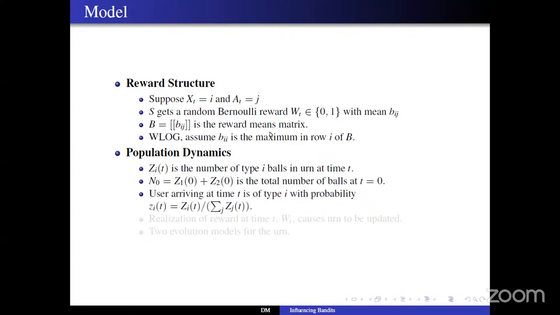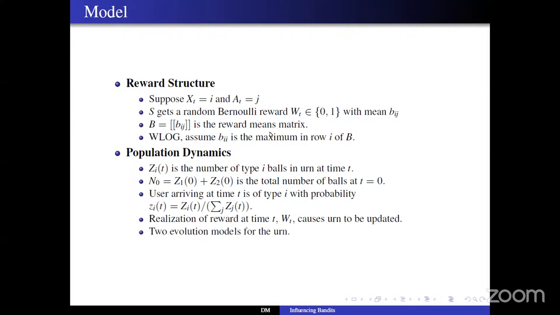Now, how do I track this? What I'm assuming is that the probability that the user that arrives at time t is of type i depends on the fraction of balls of type i in the urn: Z_i divided by the sum of the Z_i. Since I have only two types, it is Z1 divided by Z1 plus Z2, or Z2 divided by Z1 plus Z2. Now, what happens to the urn depends on the type of customer who came in and the reward that person got, which in turn depends on the arm that was shown.